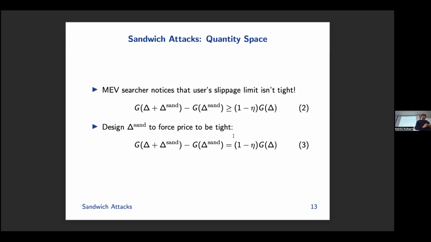I thought eta is specified by the user when they send the transaction to the mempool. Yes. So you could actually read the user's eta in the mempool, right? If this eta is public, then you could just read it and design this exactly. I actually don't know how this is implemented currently, but if this is public, then you can exactly solve this equation. Okay, so if eta is public, then you can exactly make it happen. Yes. If eta is not public, you have to guess. Yes.